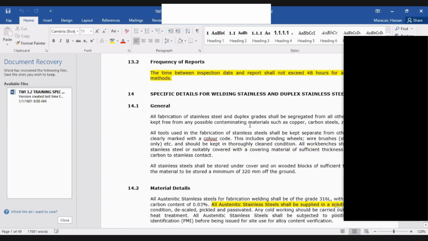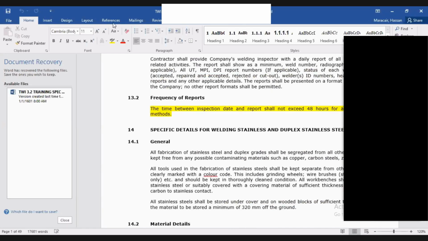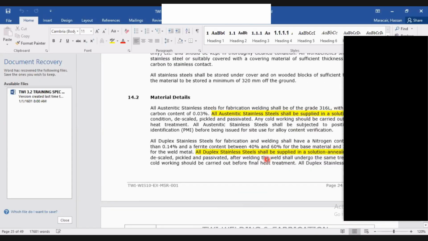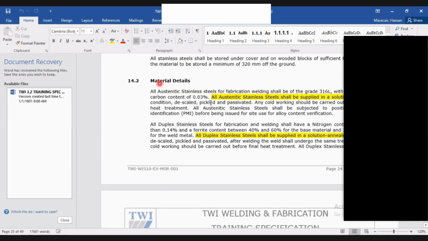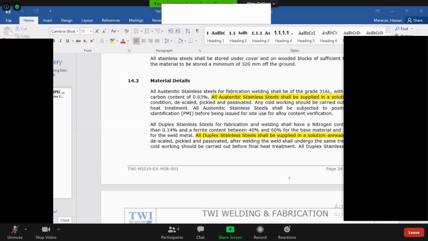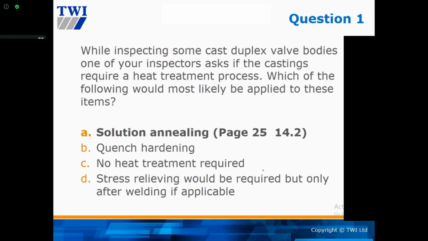And the material detail for the stainless and duplex stainless steel, 14.2 material details. All austenite stainless for verification welding shall be grade 316. Then it said here, all stainless steel shall be supplied in solution anneal. And then for duplex stainless, what is said here, all duplex stainless shall be supplied in solution annealing condition, right? So that will give us the answer of A, solution annealing.